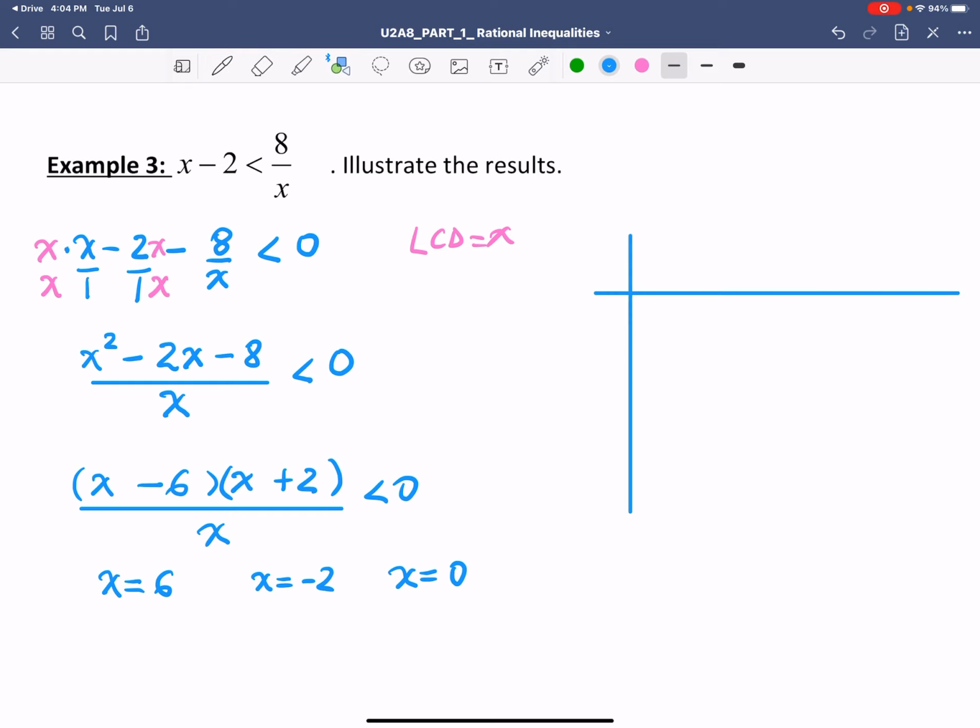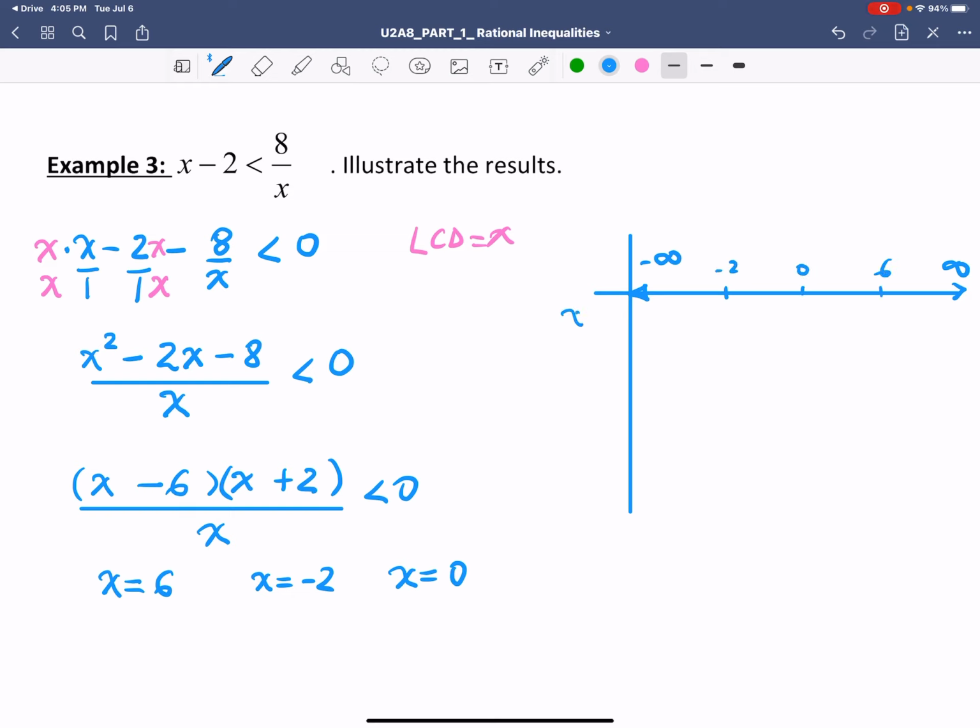And here goes, oopsie. That wasn't supposed to happen. This is negative, and this is positive infinity. And here we have x equals negative 2, x equals 0, and x equals 6. And here are the factors whose signs we are studying: x minus 6, x plus 2, and x.